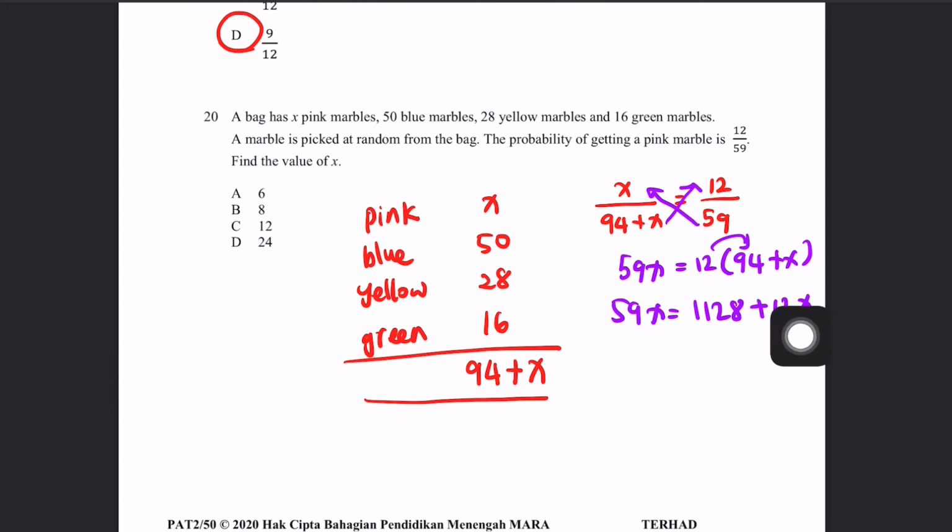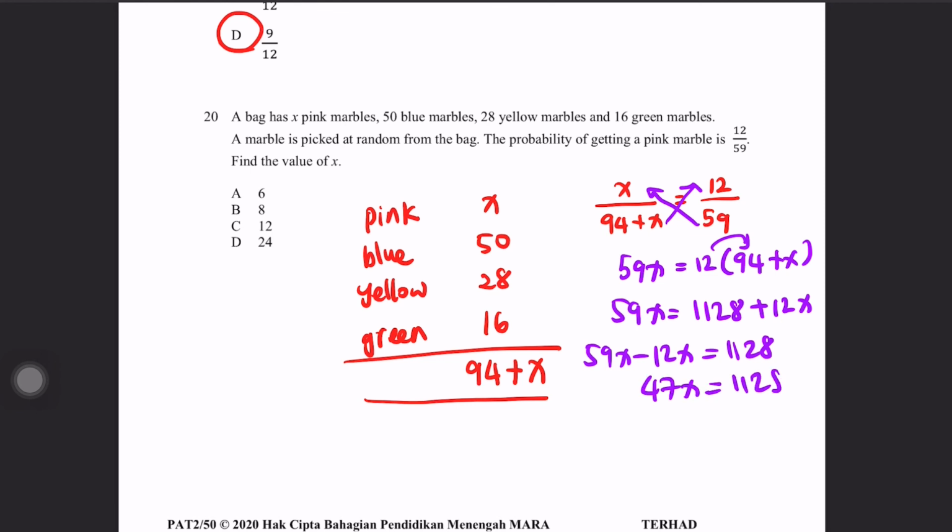Okay, so kecil pergi ke besar kan. So sini positif, pindah sebelah jadi negatif. So 59X minus 12X is equals to 1128. 59 minus 12, we have 47X. 1128, so X is equals to 1128 divided by 47. Our answer is 24. So D. Okay, boleh?